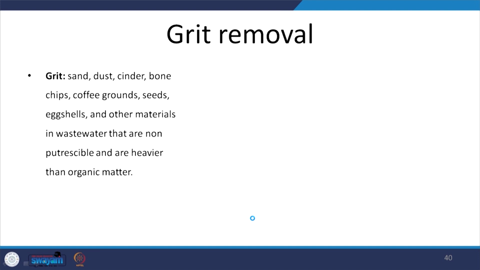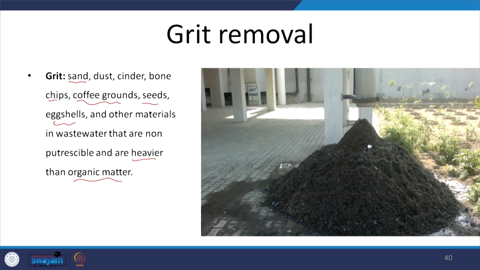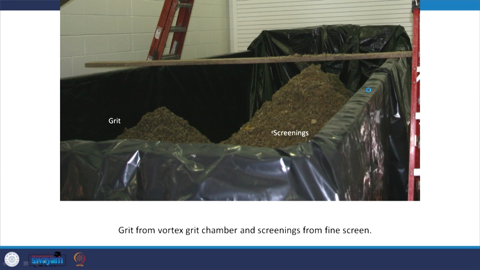So, grit removal. When I say grit, what is it that I am talking about? We have sand, dust, bone chips, coffee grounds, seeds, eggshells, which are usually much heavier than organic matter, but relatively inert. What do I have out here? This is typical grit removal. You see the outlet here. Let us move ahead, and this is from a relatively more developed country where they looked at grit and then screenings later.